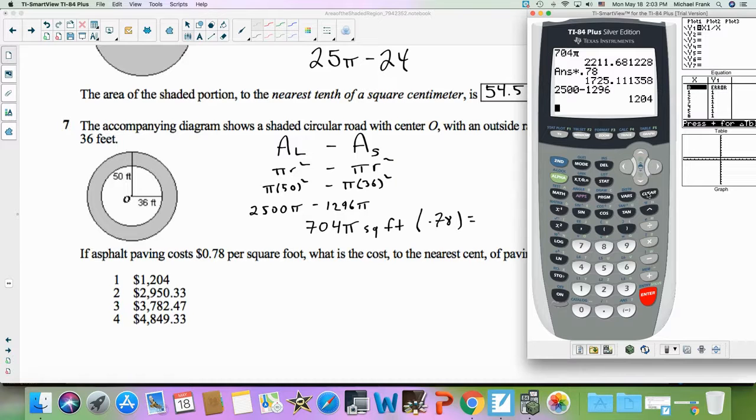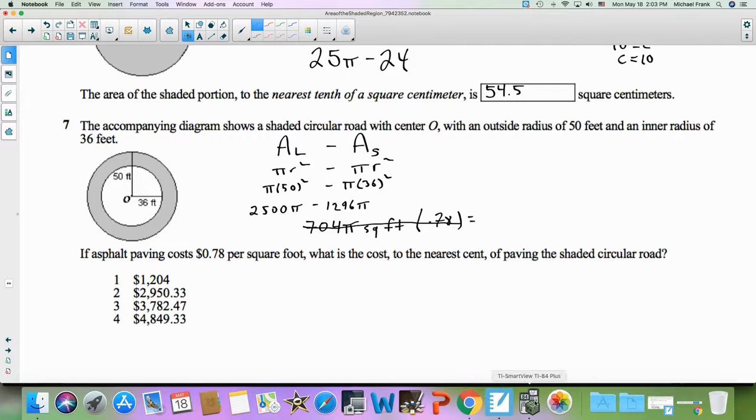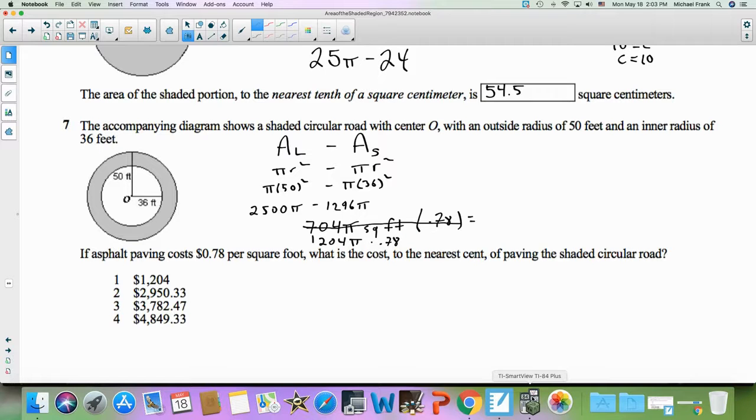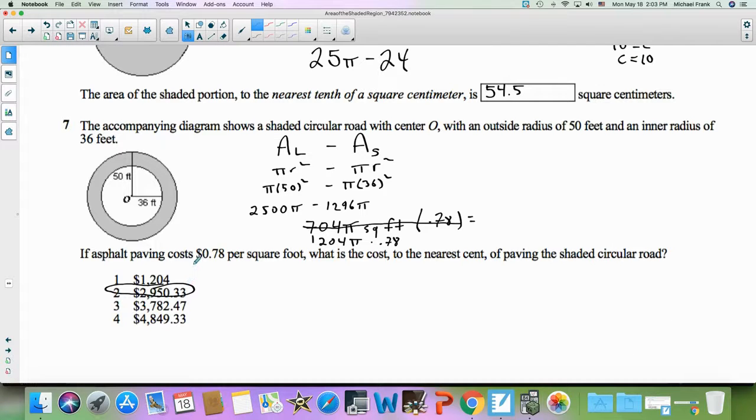Okay, so I am going to clear this out. I'm just going to keep on going here. Hey, I make mistakes like everybody else. So it's going to be 1204 pi times 78 cents. See, I made a silly mistake. So now I can multiply that by pi times 0.78, and that should give me my answer of $2,950.33. There we go. Silly me.